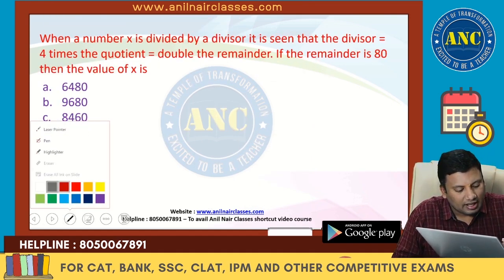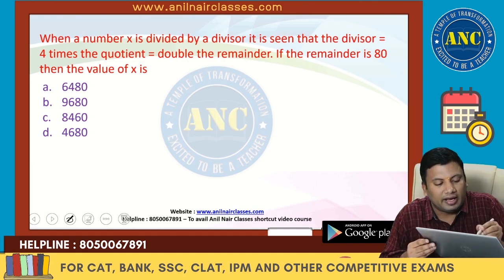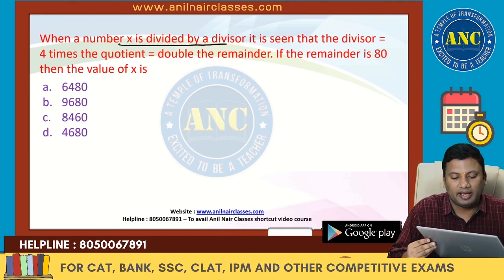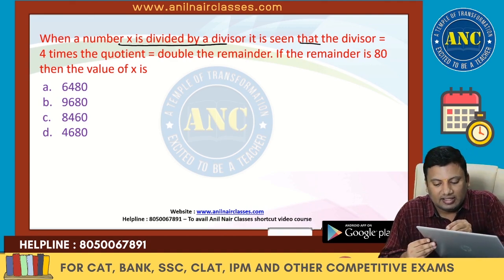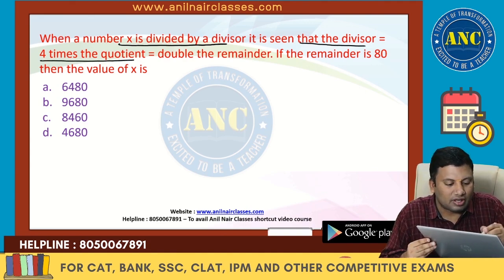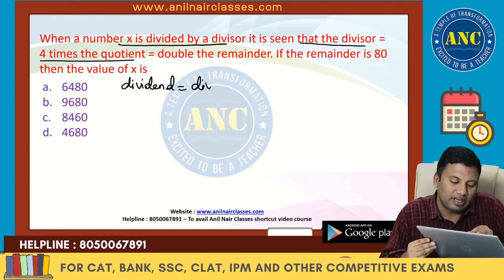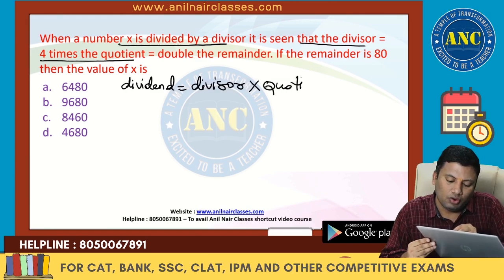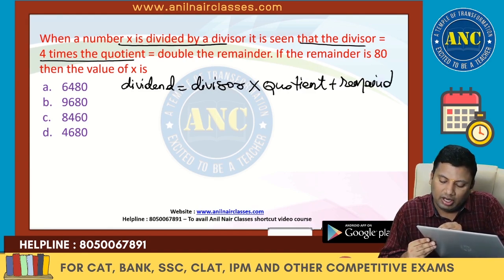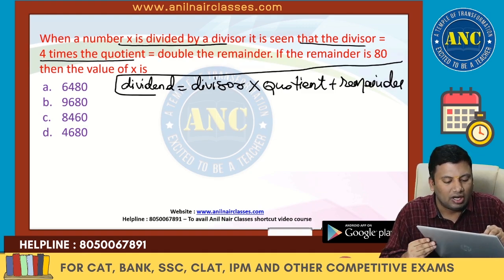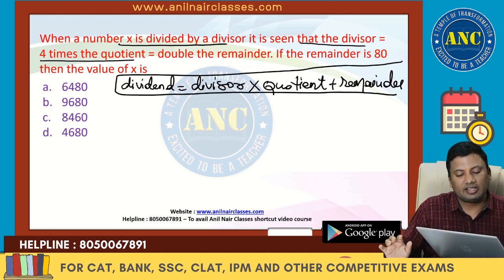Now see here, right? When a number x is divided by a divisor, it is seen that the divisor is 4 times the quotient. What is the concept that we discussed? Dividend is nothing but divisor into quotient plus a remainder. This is the divisibility theorem. Now, from here onwards, all the problems are based on the divisibility theorem.